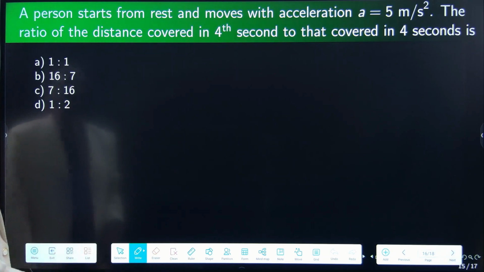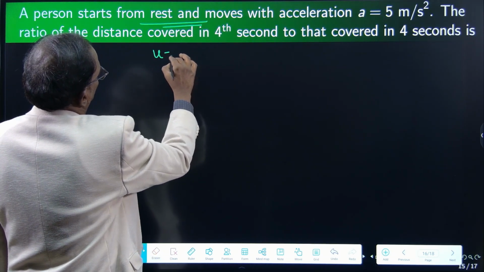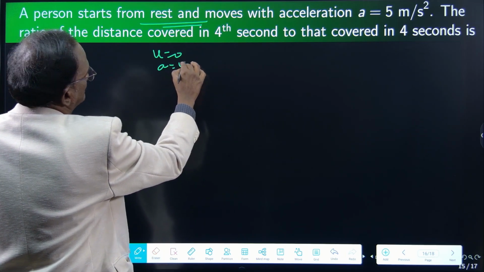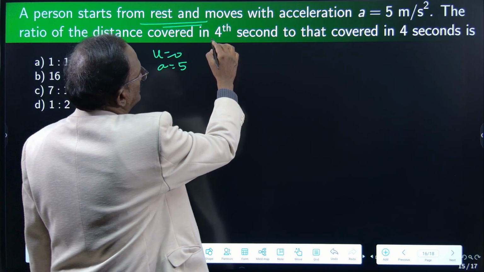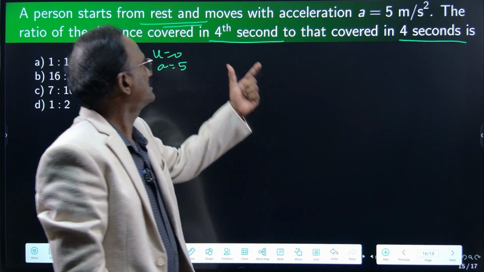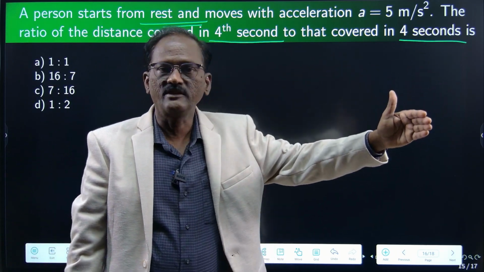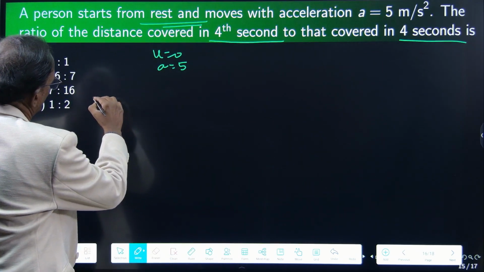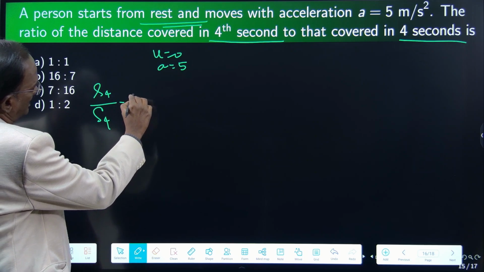Next problem: a person starts from rest, u is equal to 0, and moves with acceleration a is equal to 5. The ratio of the distance covered in the 4th second to that covered in 4 seconds. So this is the 4th second, and this is the total distance covered in all the 4 intervals, right? So small s suffix 4 divided by capital S suffix 4 is asked.